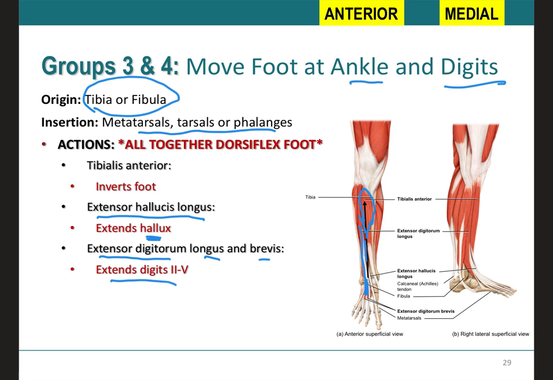And then we have a little bit of the extensor hallucis longus right over here that will go to your big toe. Now, all of them together, because they're located in the anterior compartment, once they pull it up, they will dorsiflex your foot. So they will bring your foot up in this direction. So they will all dorsiflex your foot at the ankle.